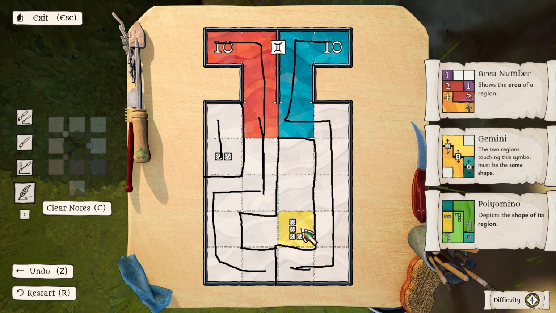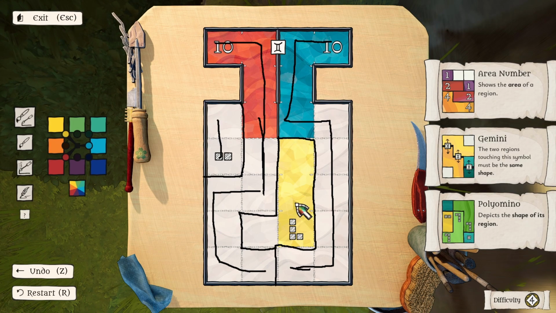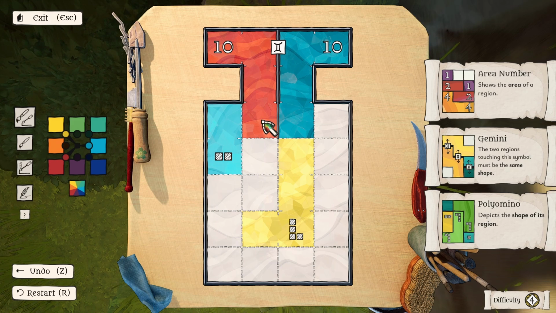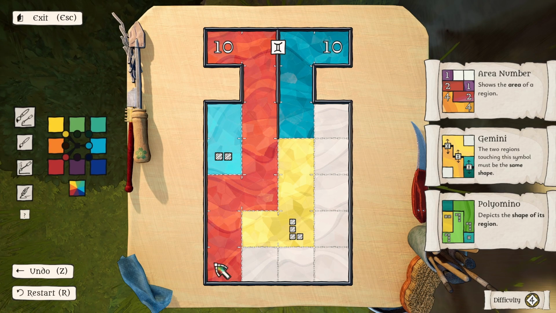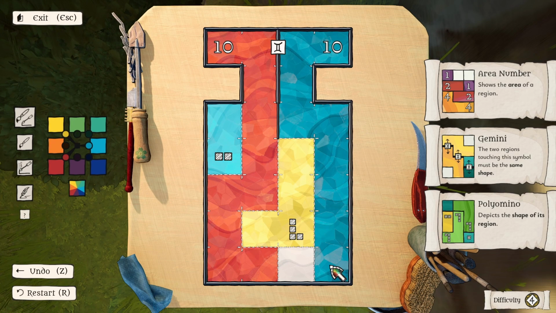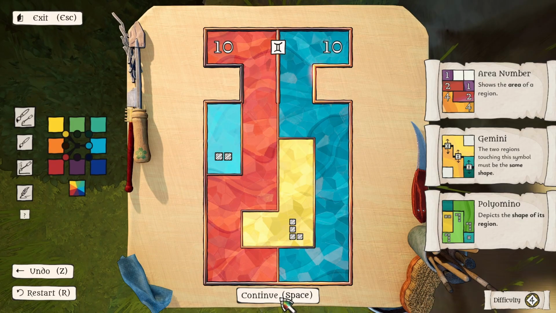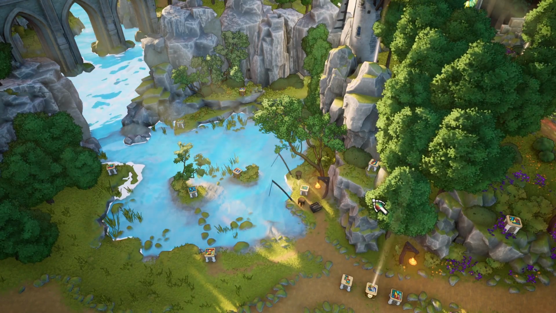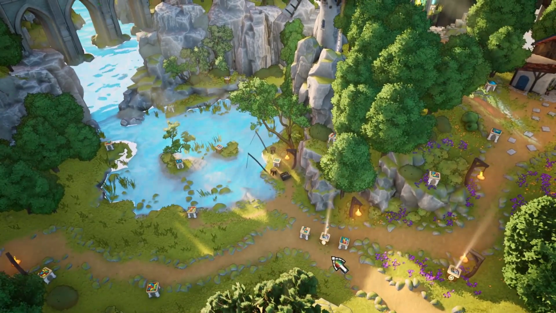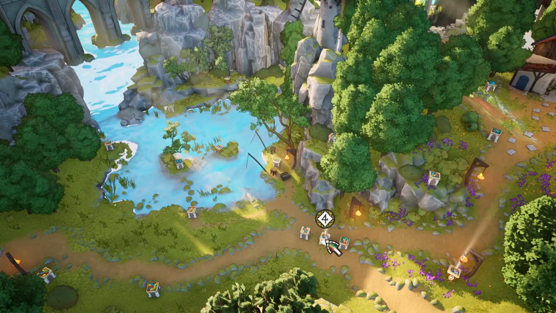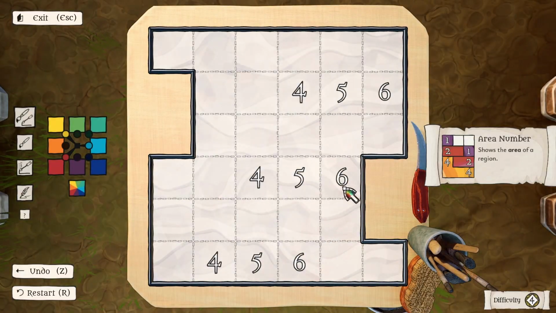And then this fills in that, and this fills in that. And everything else just fits together. There. We can come down here. Area number shows the area of a region.